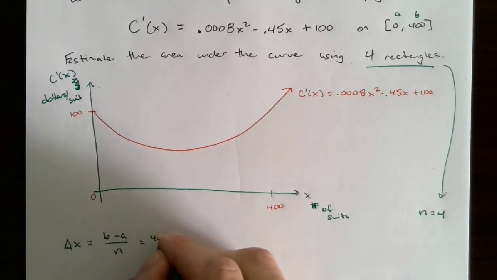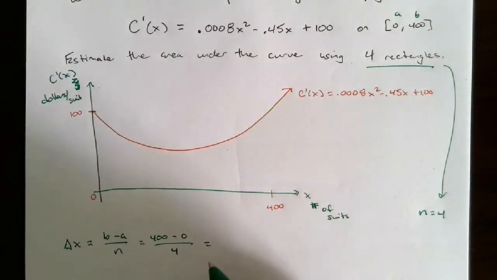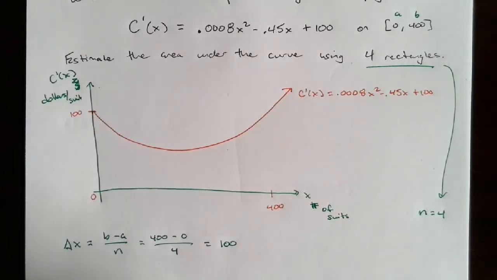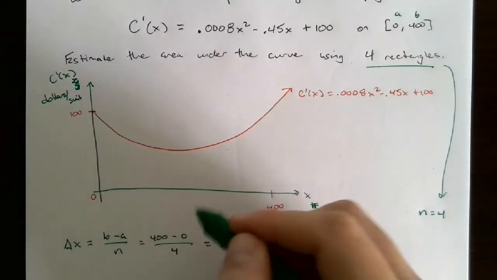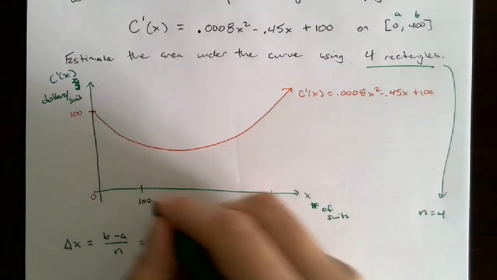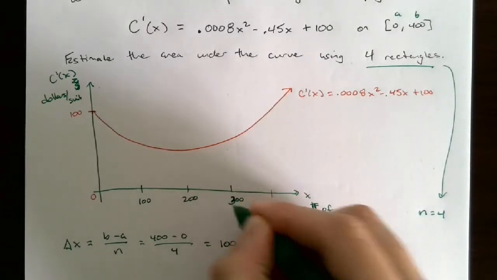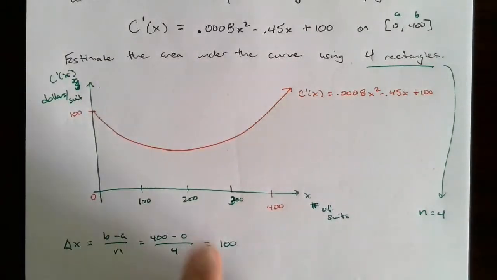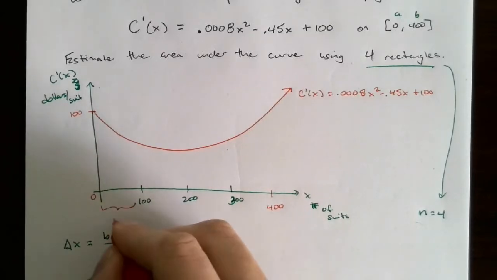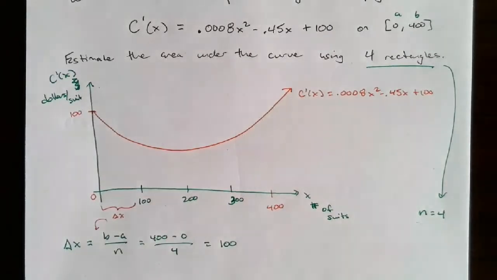So this will equal 400 minus 0 over n, which is 4 rectangles, and this ends up being 400 divided by 4, which equals 100. What that's telling you is that on my axes, I'm going to split this up going from 0 to 100 and then all the way up to 400 by 100. So here's 100, here's 200, here's 300, and then you already have 400. That's how I'm coming up with the scale for my axes. This distance is the delta x, the b minus a over n, and that's the same for all of these. It should be equal.